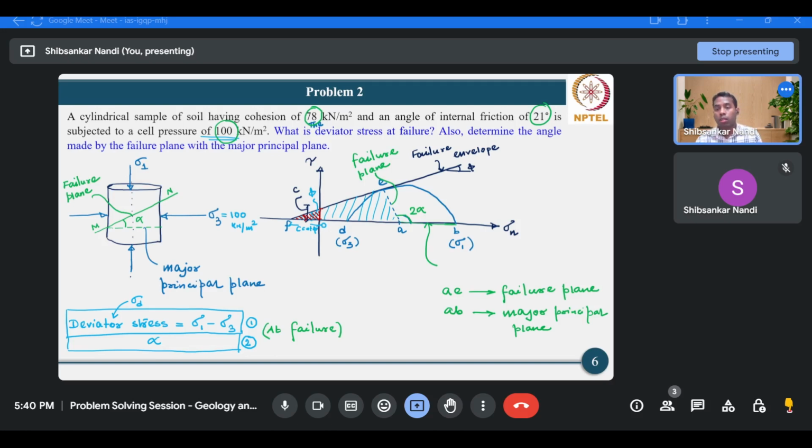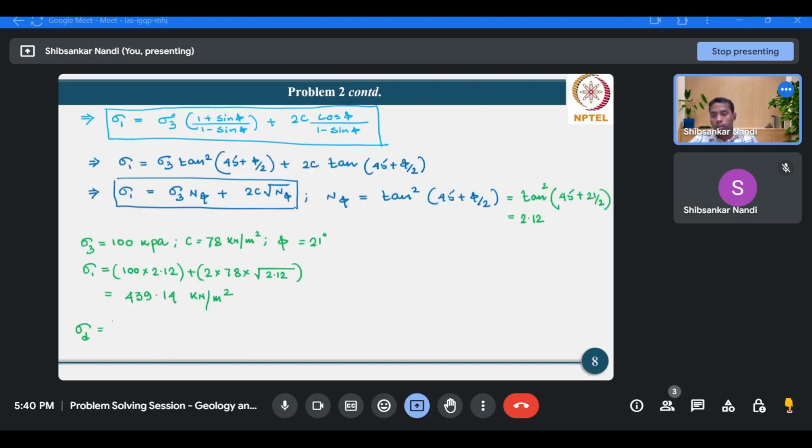So it's sigma 1 minus sigma 3, the excess vertical stress. Earlier it was all around cell pressure, sigma 3. So how much excess pressure is required to drive the failure? That is nothing but sigma 1 minus sigma 3. Sigma 1 is the total axial stress, and sigma 3 was already there. So sigma 1 minus sigma 3 is 339.14 kilonewton per meter square. So this is one of the answers.